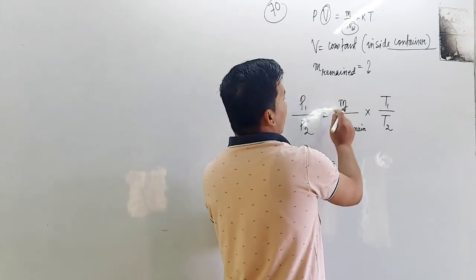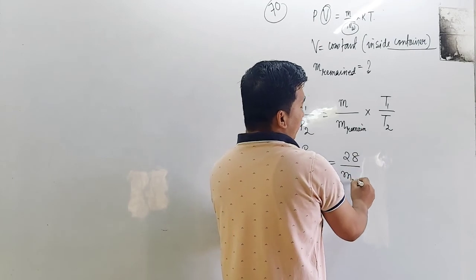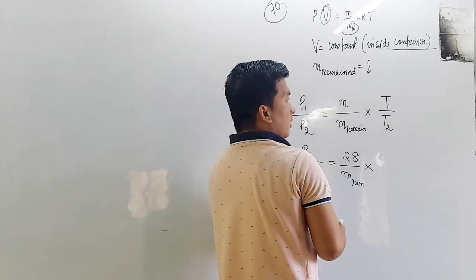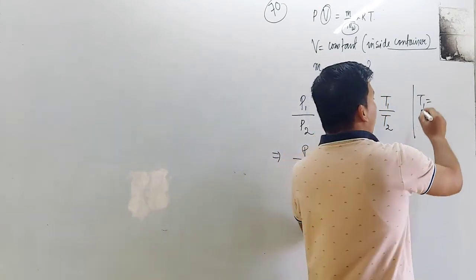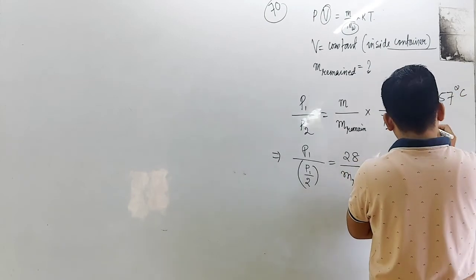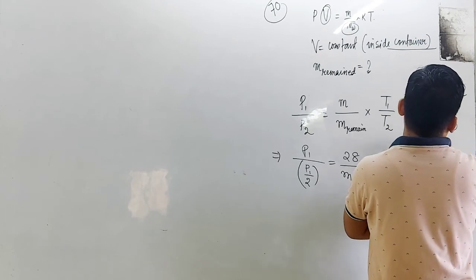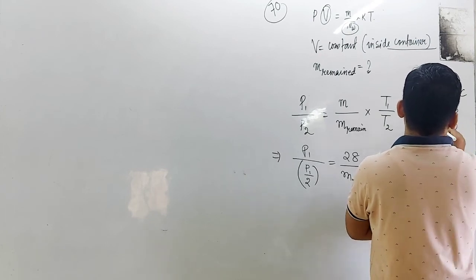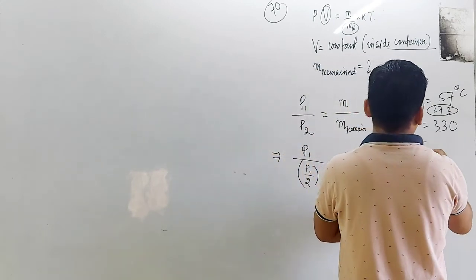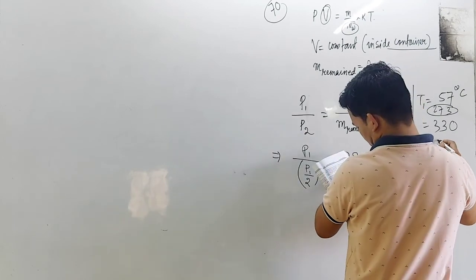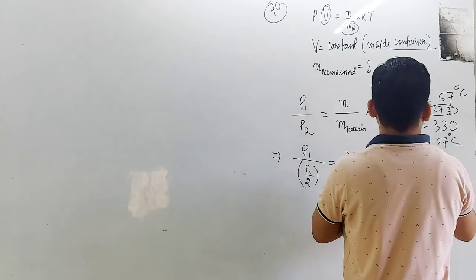And what was the initial mass? 28 gram, and we have to find out the remaining mass into what is the temperature. What is the value of T1? Temperature T1 will be equal to 57 degrees Celsius, which is exactly equal to 273 plus 57, that is 330, divided by T2.